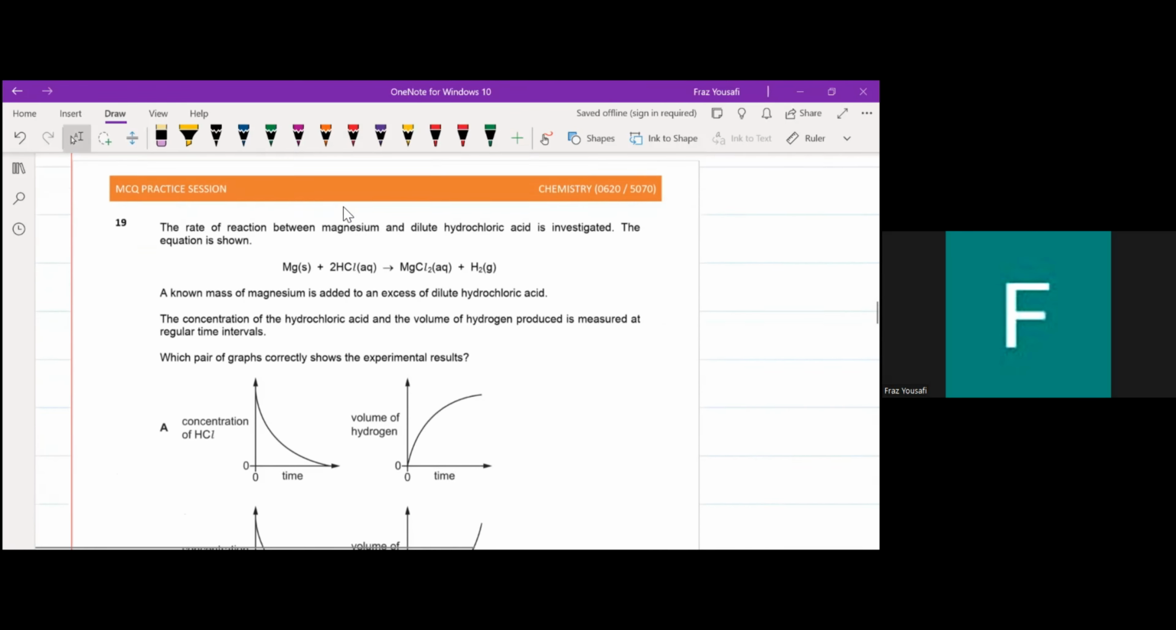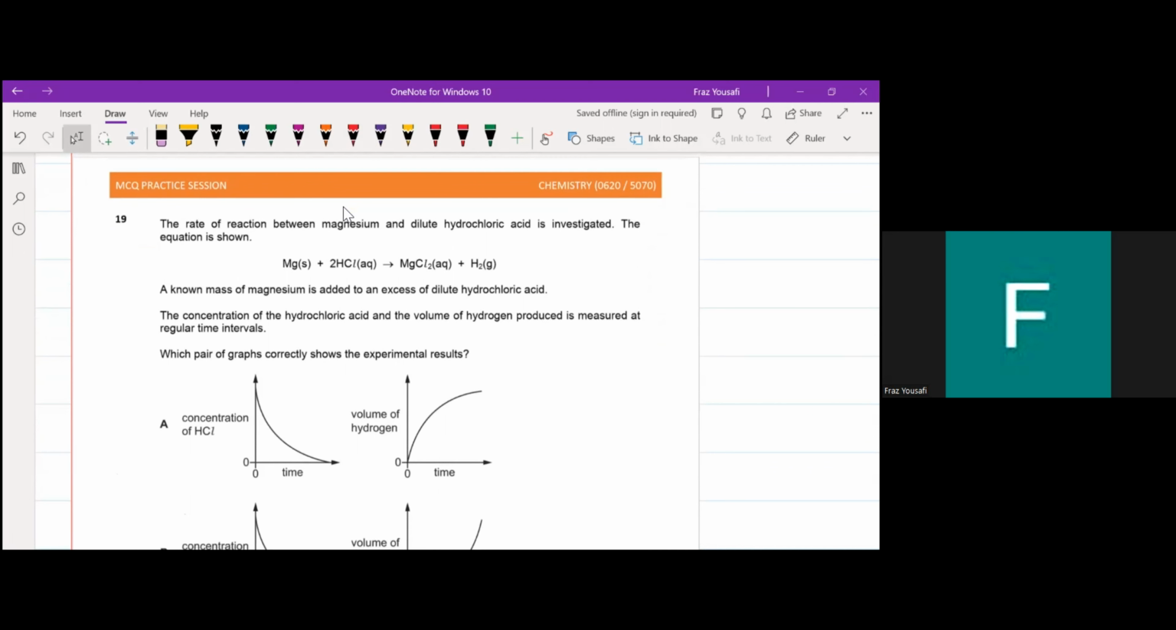All right. Number 19, the rate of reaction between magnesium and dilute hydrochloric acid is investigated. The equation is given. It says a known mass of Mg is added to an excess. Note that word, excess, of acid. The concentration of the acid is kept constant and the volume of the hydrogen produced is measured at regular time intervals.